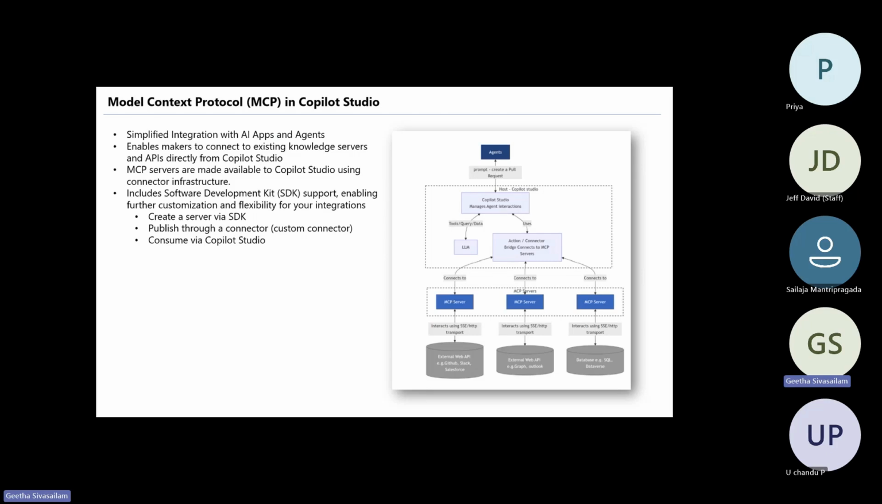So how can you enable and use that? MCP servers are made available to Copilot Studio using the connector infrastructure. What that means is that you can leverage your enterprise security and governance controls, such as virtual network integration, data loss prevention controls, or even a variety of authentication methods that have been released as part of this feature. It allows you to easily connect to data sources. Whether you have a custom internal API or an external data provider, this will allow you to have a smooth and reliable integration into Copilot Studio.